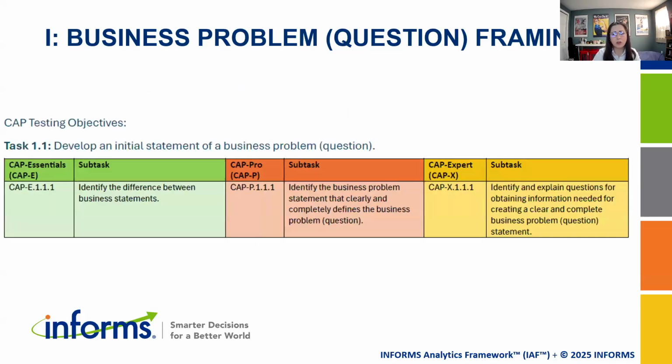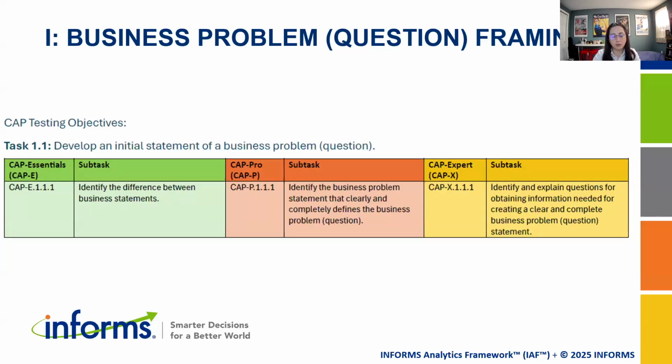Now, if you're looking at that framework, you'll see that we have this task. You see 1.1, the official task is develop an initial statement of a business problem question. And you also have these subtasks. These subtasks are broken down by the career levels. And so this gives an example of how that looks. So you can see CAP E, CAP P, CAP X. It's not the same task we expect people to do.